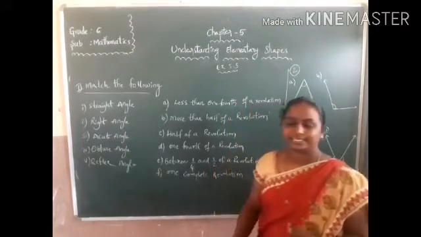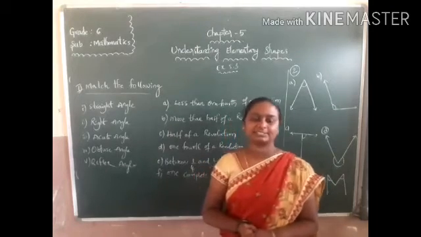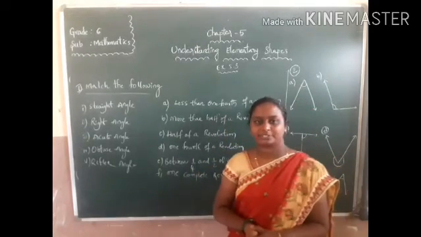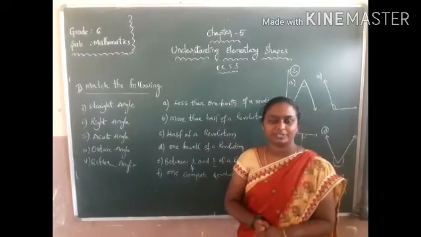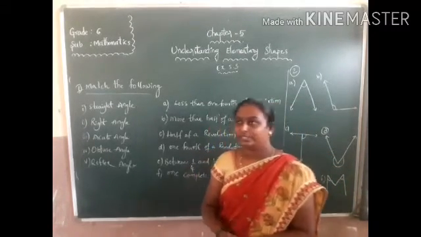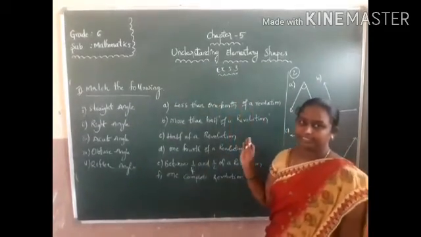Okay, so in the last class, what have we learned? Yes, angles. How many types of angles? How is a revolution formed? Okay, right. So now we will start exercise 5.3.